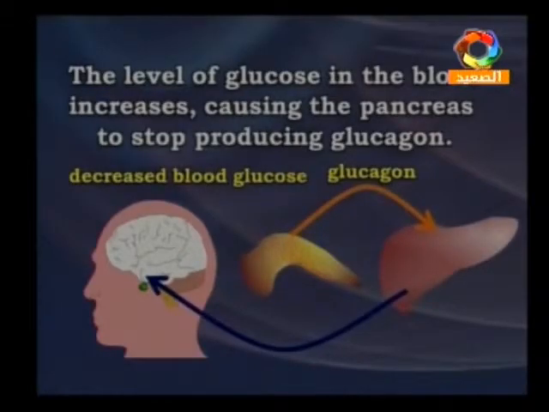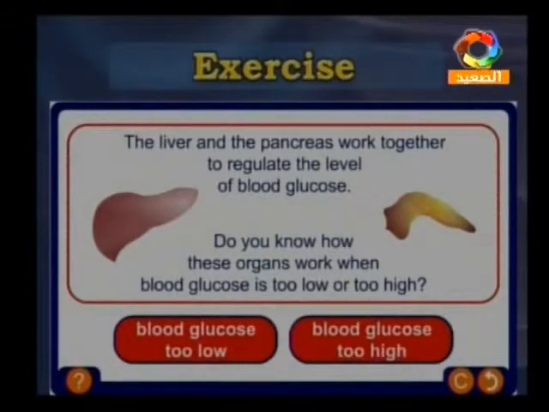So the level of glucose in the blood increases, causing the pancreas to stop production of glucagon. Here, blood glucose returns to the normal level. So the glucagon stops being secreted from the pancreas gland, and that completes the feedback. That is complete for this topic. Now we have an exercise.